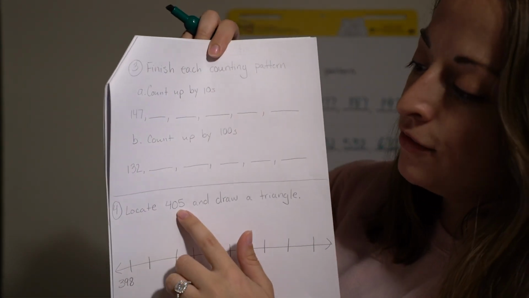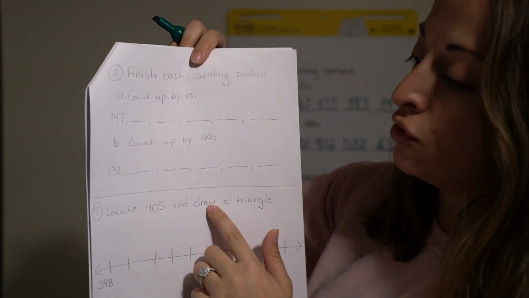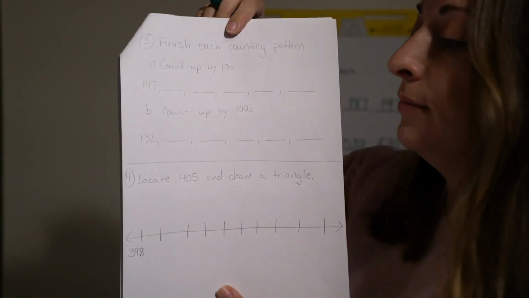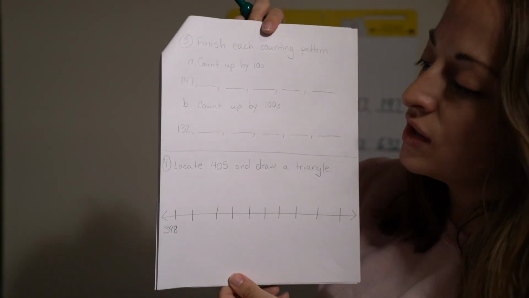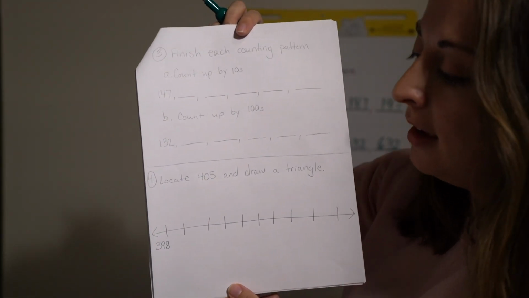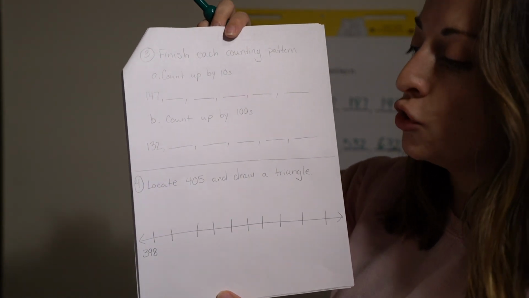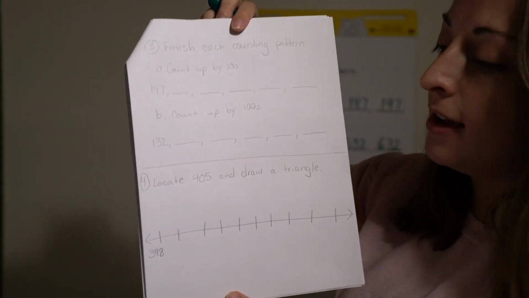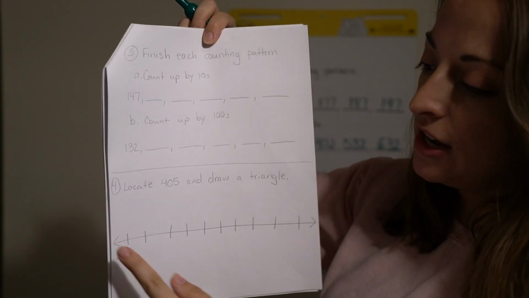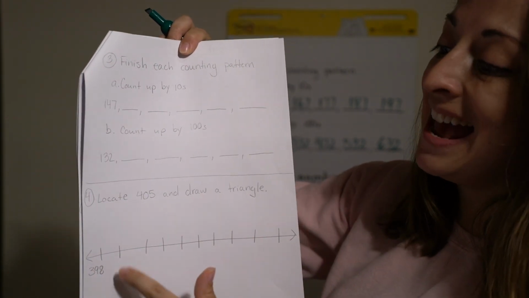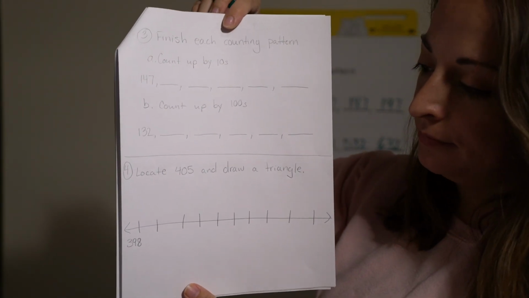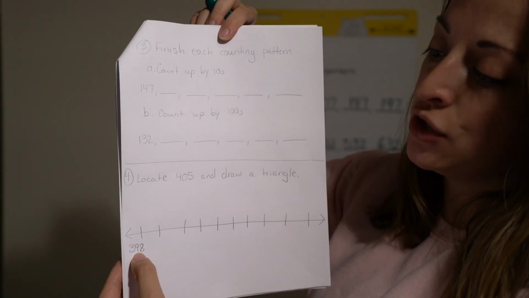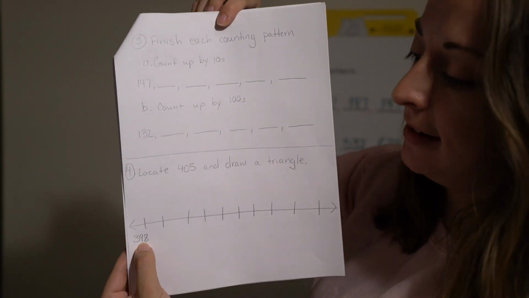At the top, you're writing, locate 405 and draw a triangle. Then you're doing a number line with 10 dashes on the number line. On the first dash, you're doing 398.